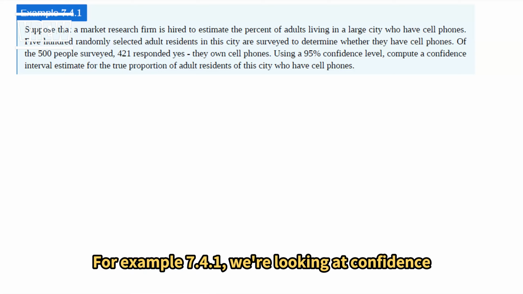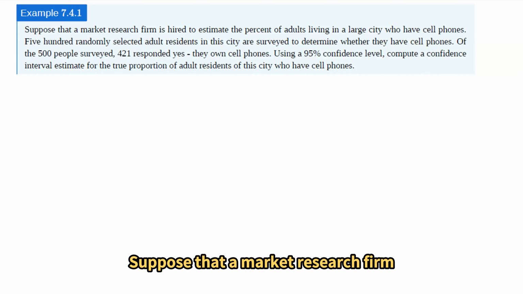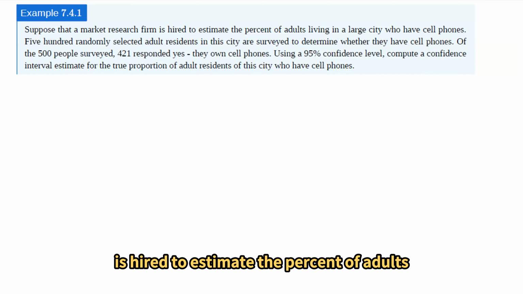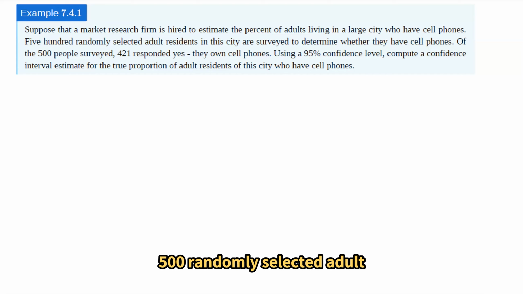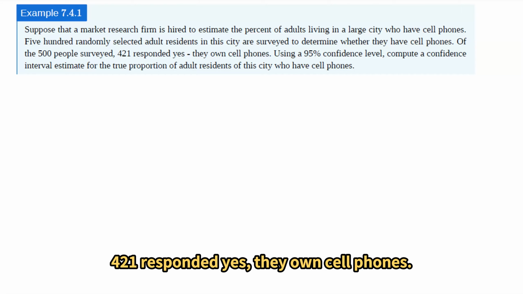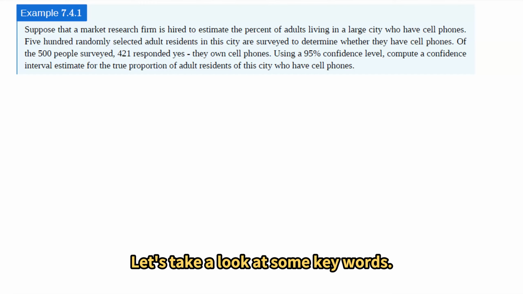For example 7.4.1, we're looking at confidence intervals for proportions. Suppose that a market research firm is hired to estimate the percent of adults living in a large city who have cell phones. 500 randomly selected adult residents in the city are surveyed to determine whether they have cell phones. Of the 500 people surveyed, 421 responded yes, they own cell phones. Using a 95% confidence level, compute a confidence interval estimate for the true proportion of adult residents in the city who have cell phones. Let's take a look at some keywords.